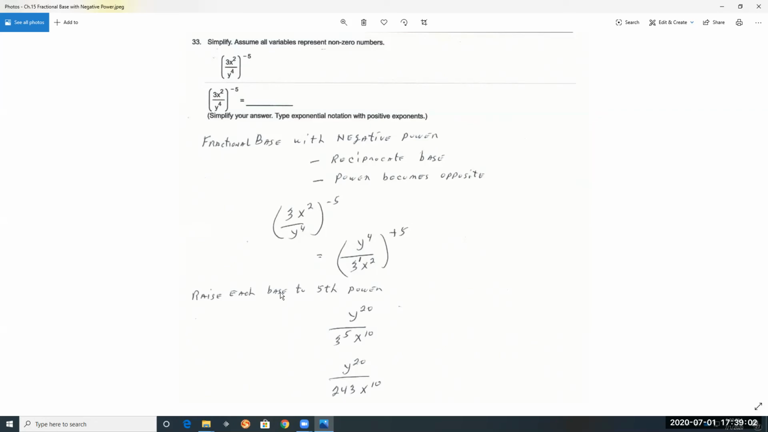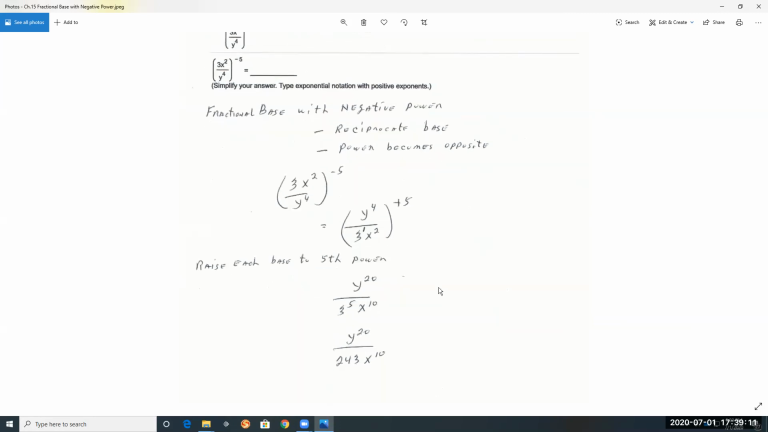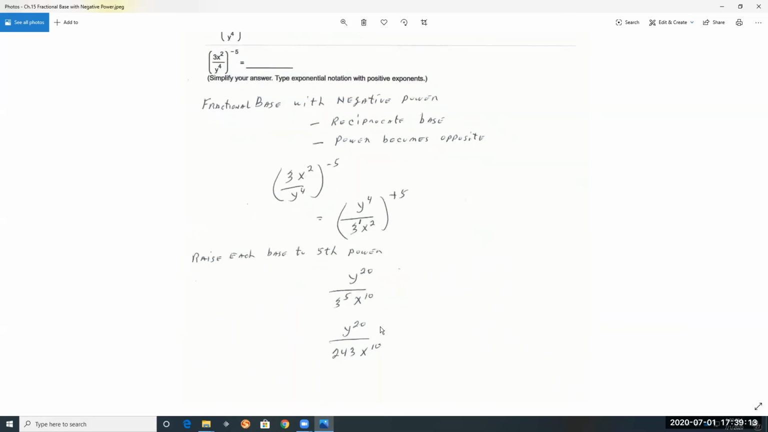We're now going to raise each base to the fifth power. So we're multiplying these powers. So it's y to the 20th, 3 to the 5th, x to the 10th. Simplifying that denominator a little bit, we have y to the 20th over 243 x to the 10th.